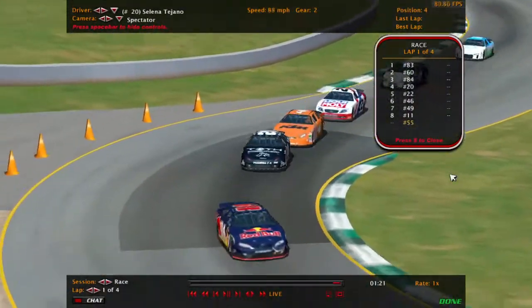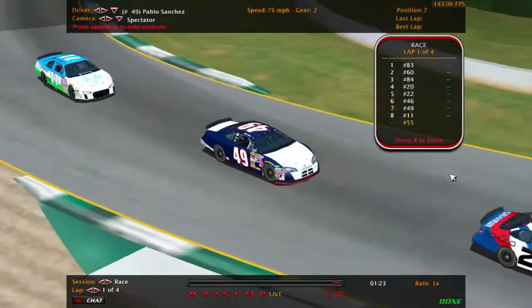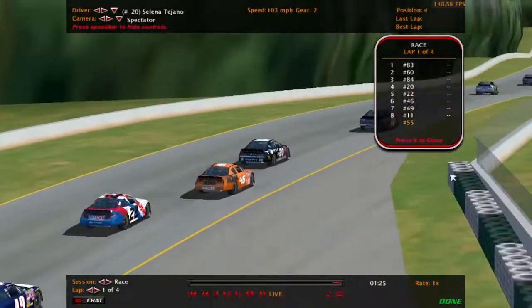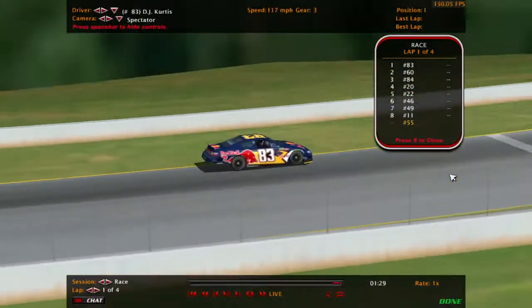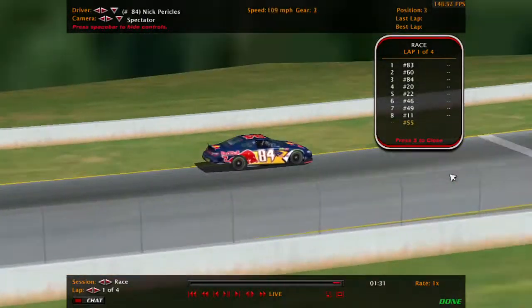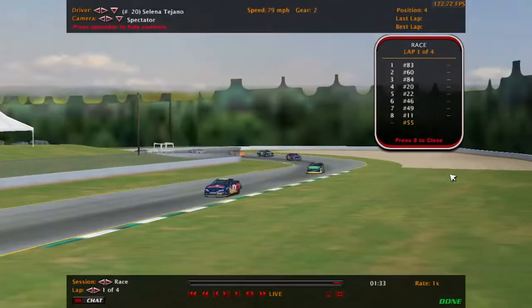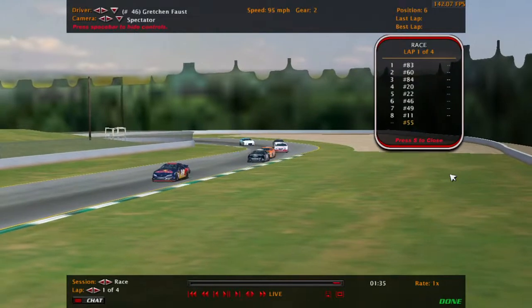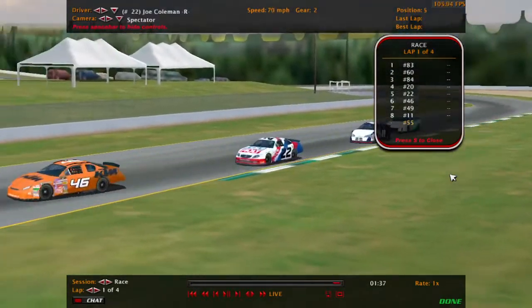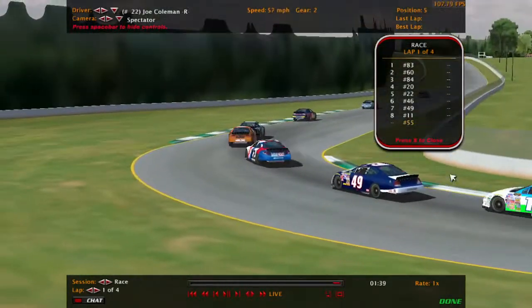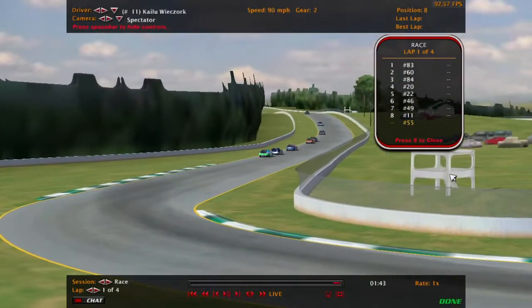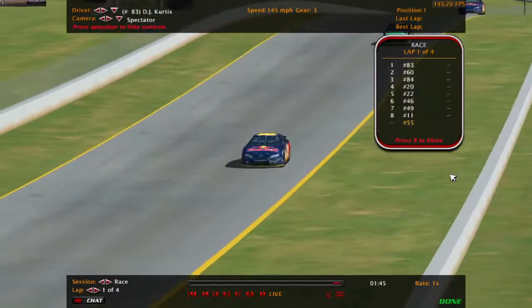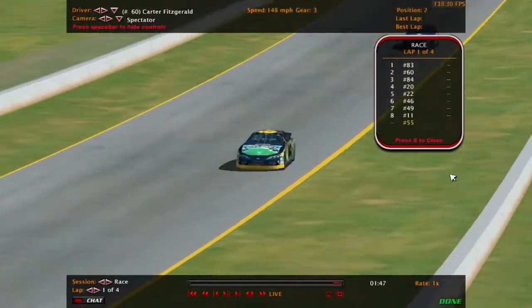But this is the first heat since Heat A that's actually gotten through that little complex of corners without crashing. So congratulations there. But right now, it looks like it's DJ Curtis, Fitzgerald, Pericles up to third, Tejano in fourth, and Faust in fifth. Those are the cars that are making it. Coleman is dropped out of the qualifying positions. Sanchez is out, and Weizork is out. Weizork, I cannot pronounce that name. I'm going to need pronunciation help on that.